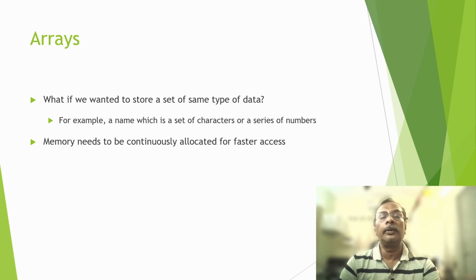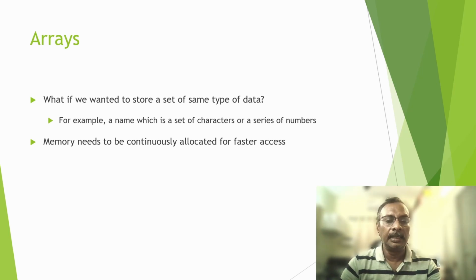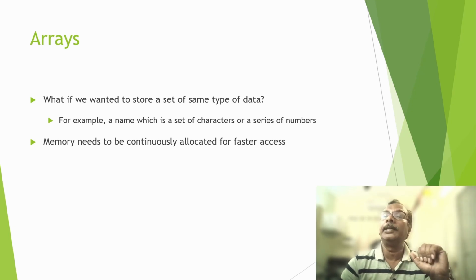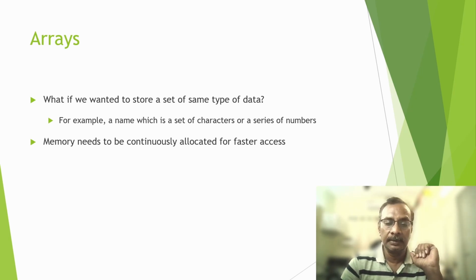Think about it. If you're storing your name, let's say Ram, and R is in one place, A is in another place, and M is in some other place in memory, then it becomes tedious to read character by character from various locations. Instead, if they are continuously allocated, then it will be easy to read the first location, next location, next location, like a set of data, right? So this is where the need for continuous allocation for faster access of memory comes into place.